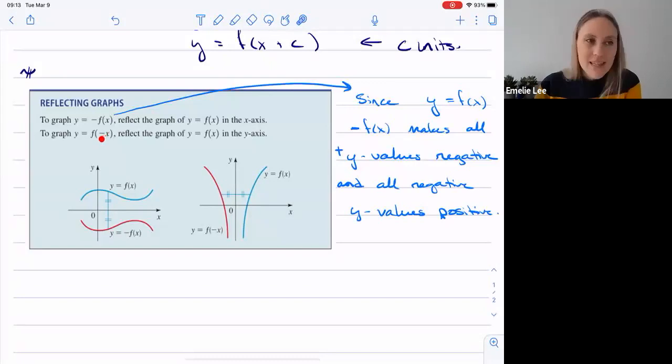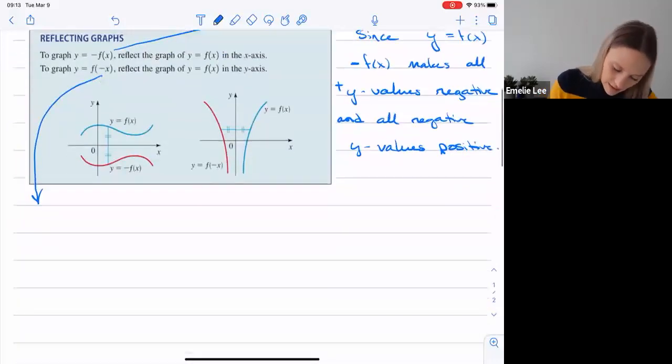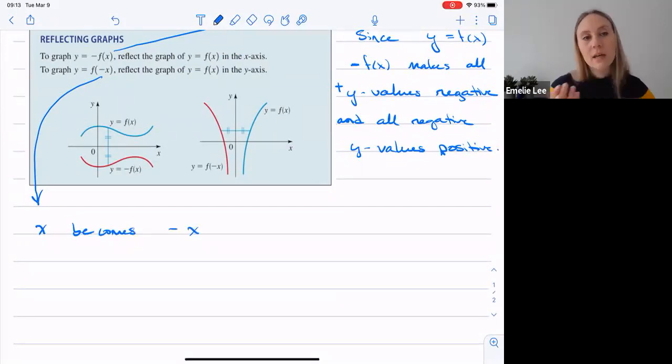Whereas the difference here is if the negative is on the x. Then I'm taking positive x's and making them negative, so they reflect around the y-axis. So here x becomes negative x, and all the positive x's become negative, but all the negative x's become positive. So either way, you have this reflection around the y-axis.